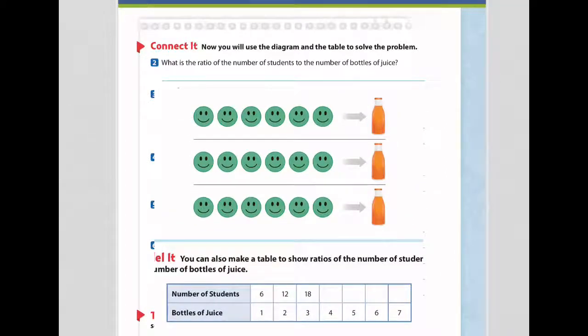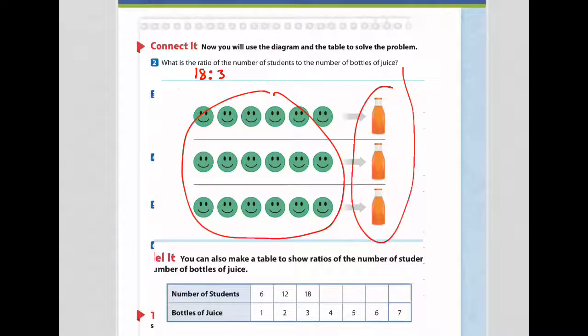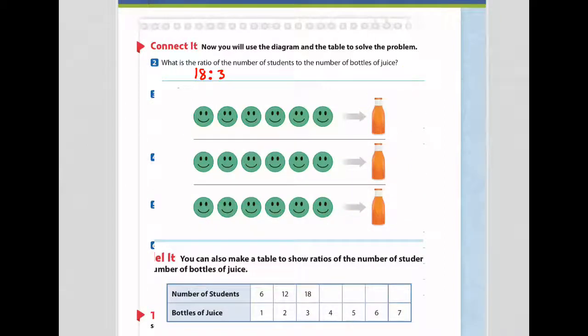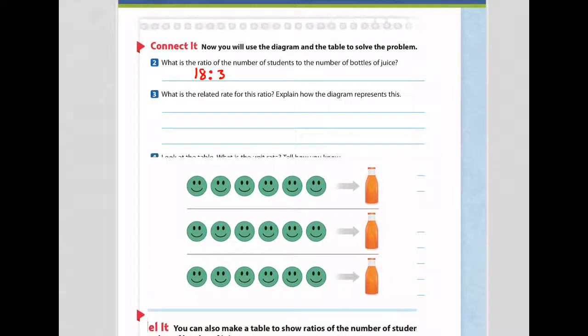Originally, they just said it was 18 students to 3 bottles of juice. Remember, all 18 are right here. All 3 bottles are right here. Now, if you wrote the reduced one, 6 to 1, that's fine. You don't have to change that. No big deal. That's the rate. So, no biggie.